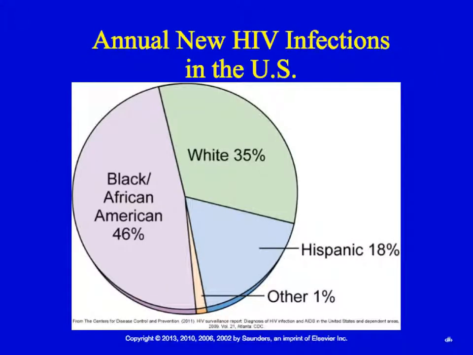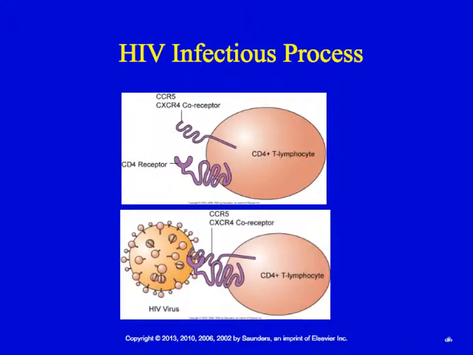This is just a slide that talks about HIV infections now, how much of the population has it. It's a breakdown of races of who has HIV infection in the United States currently. So let's look at the pathophysiology of the HIV virus.